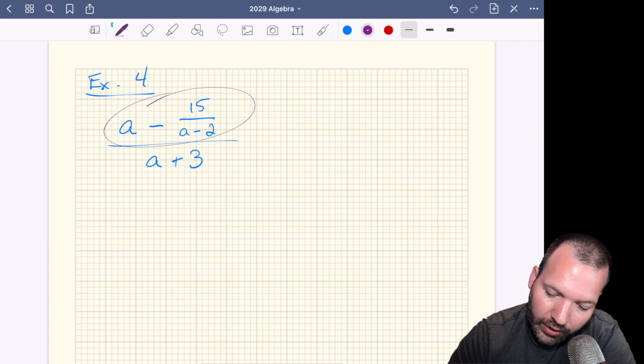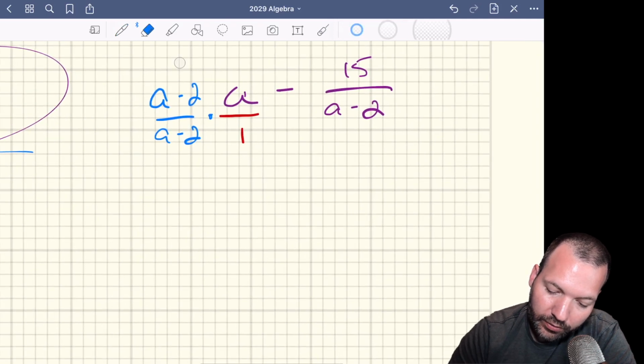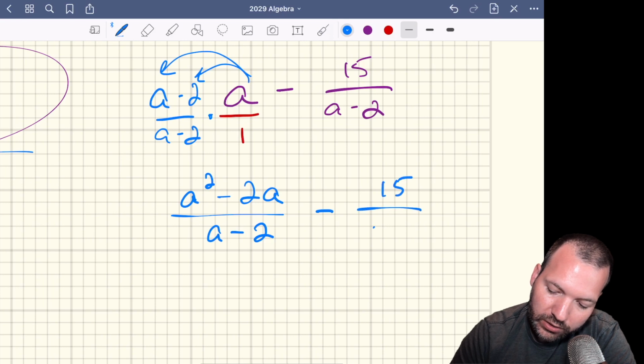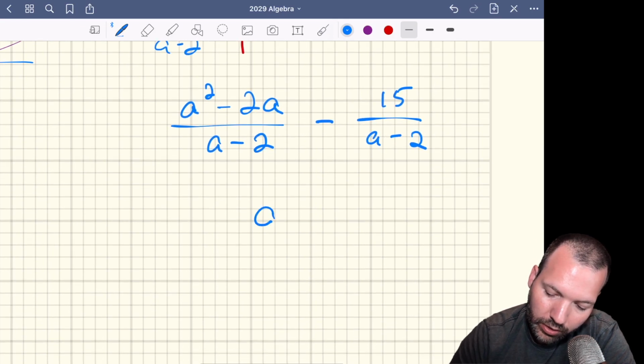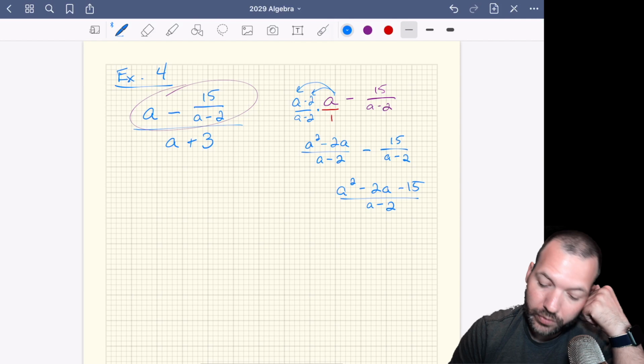If we have a minus 15 over a minus 2, remember this was the very first thing we did in today's lesson. Let's multiply that first part of the expression, here it's just a variable, by a minus 2 over itself. If we do a little bit of distribution here in the numerator, a squared minus 2a over a minus 2 minus 15 over a minus 2, and finally a squared minus 2a minus the 15. Combine it into a single expression over a minus 2.